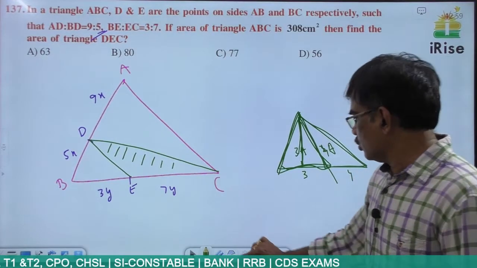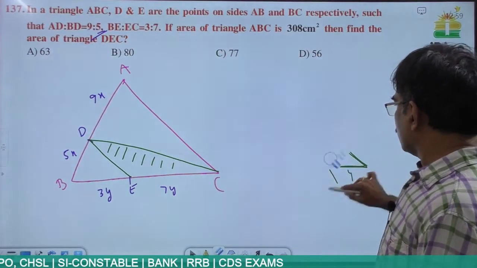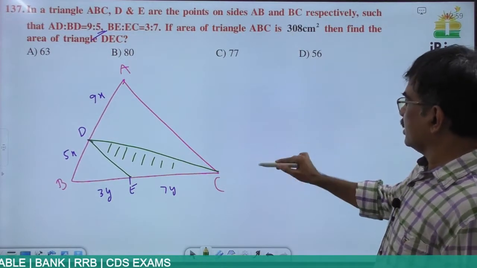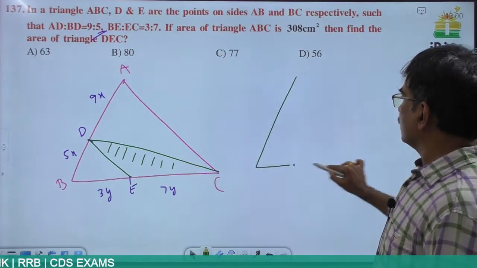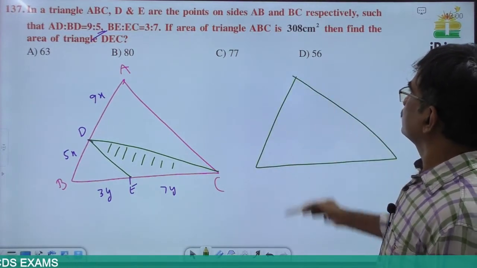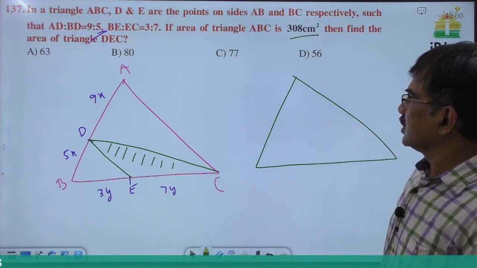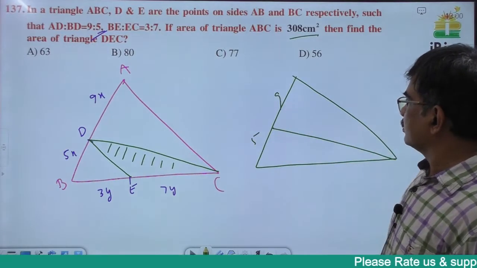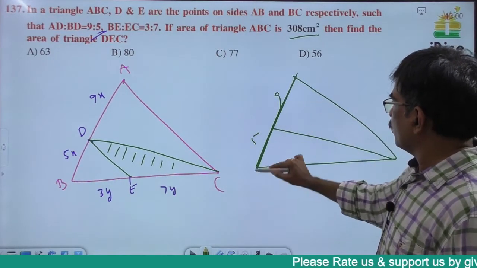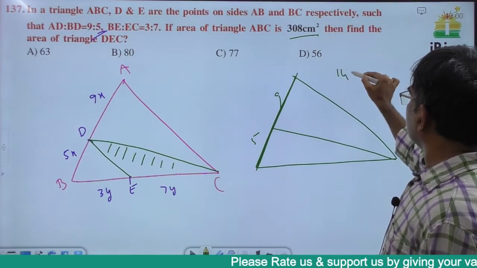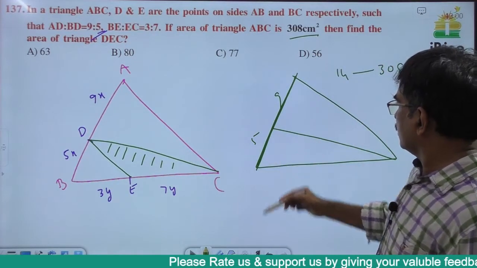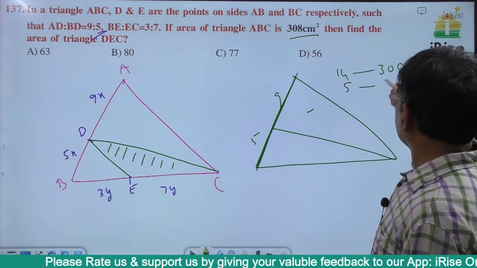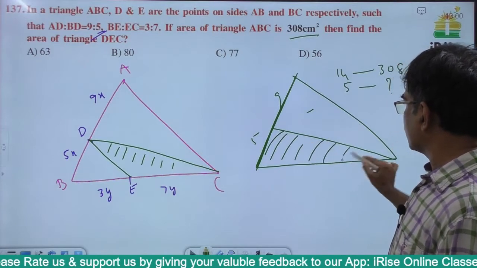Okay, so based on this concept, I want to solve this question. See carefully. The total area of triangle ABC is 308. Here this line divides the base into 9 and 5 parts, totally 14 parts. 14 parts area is 308. Then what is the area of this part? 9 parts area, this is 5 parts area. I want to find the area of this part first.